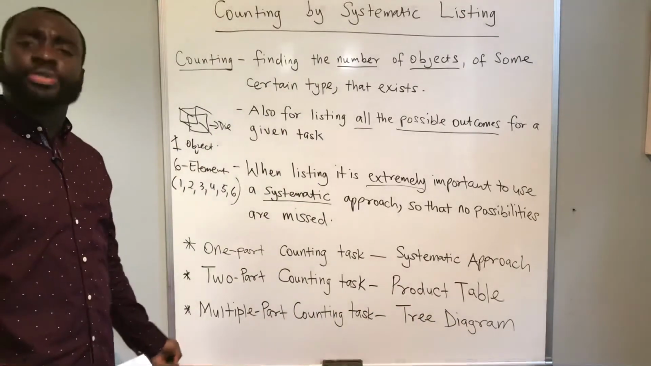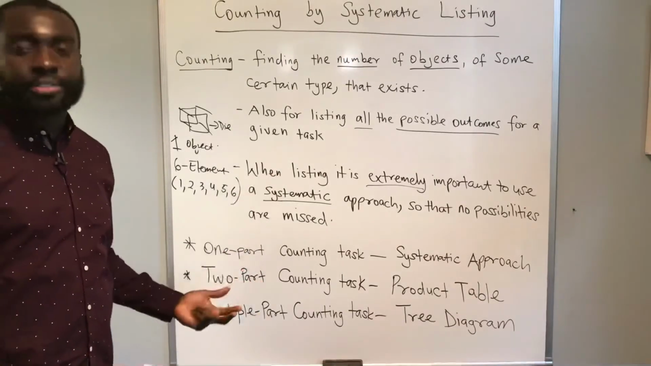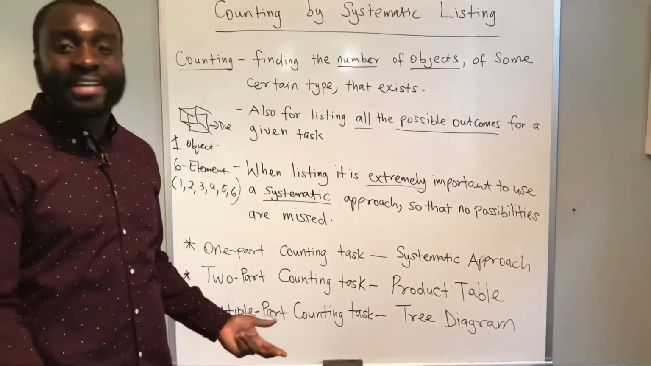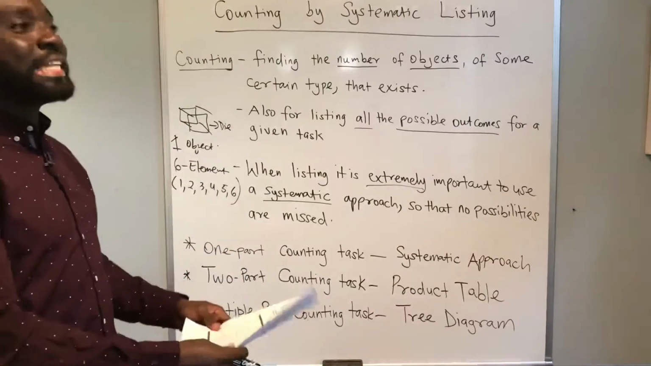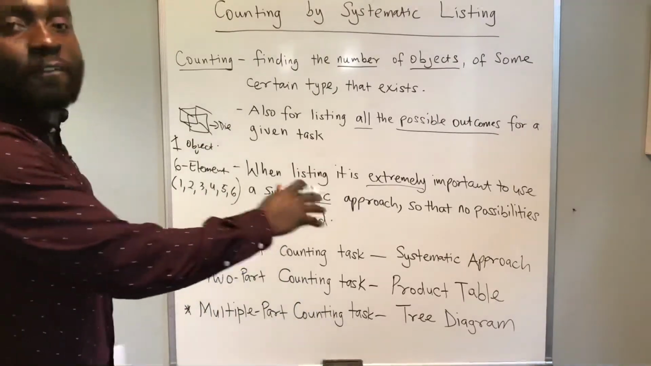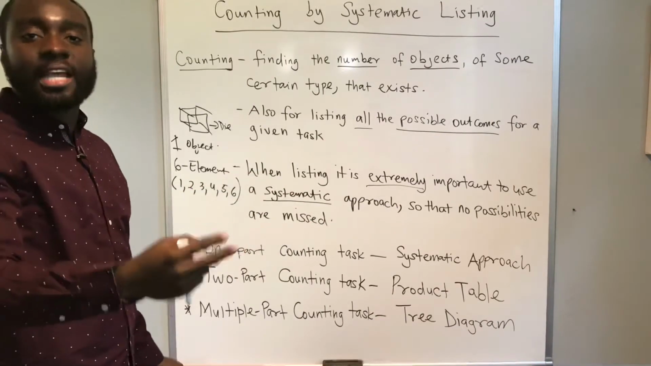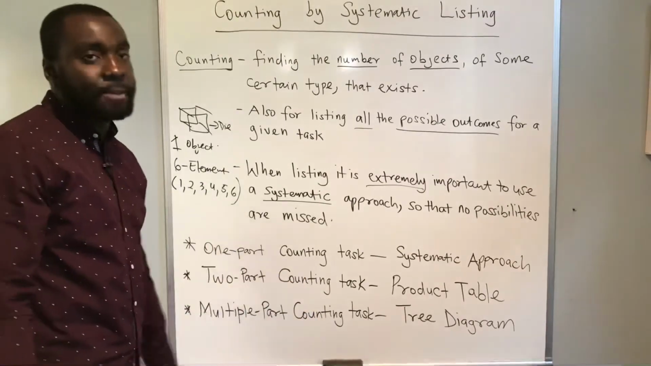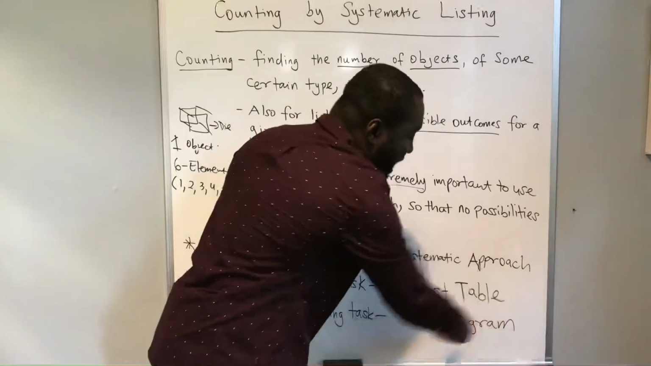What if we have more than 2? What if we have 3 quarters? What if we have 4 quarters? What if we have even 5 quarters? What are we going to do with that? You can't even imagine that in your mind. How am I going to list all the possible outcomes when I toss 4 quarters, or when I toss 2 dice and a quarter? That's a multiple part counting task, and with those problems, we're going to use a tree diagram.